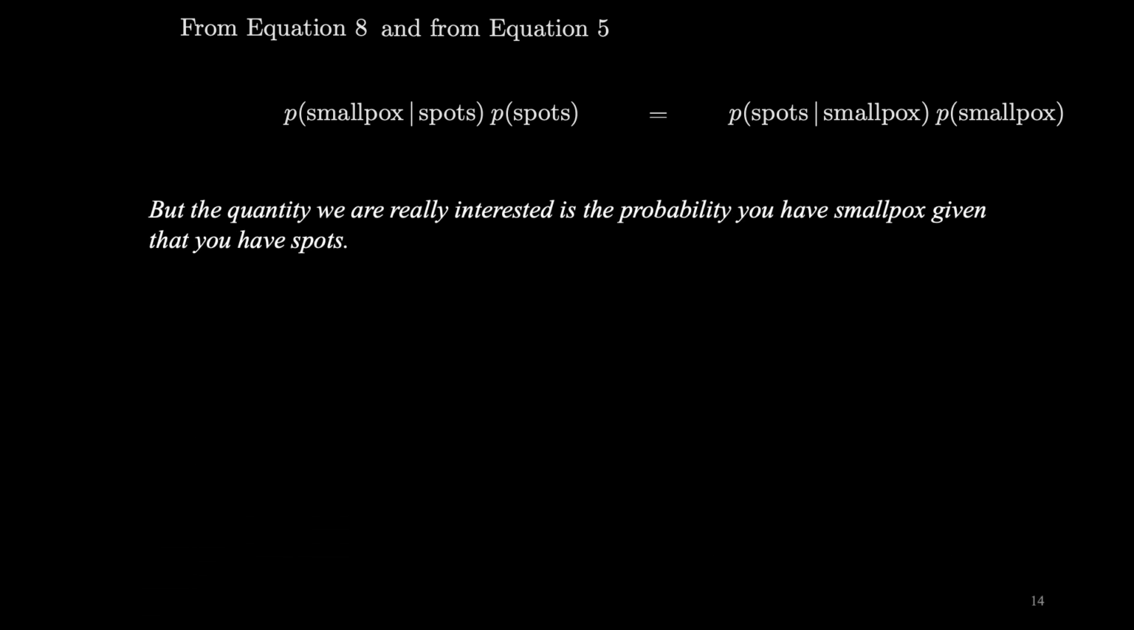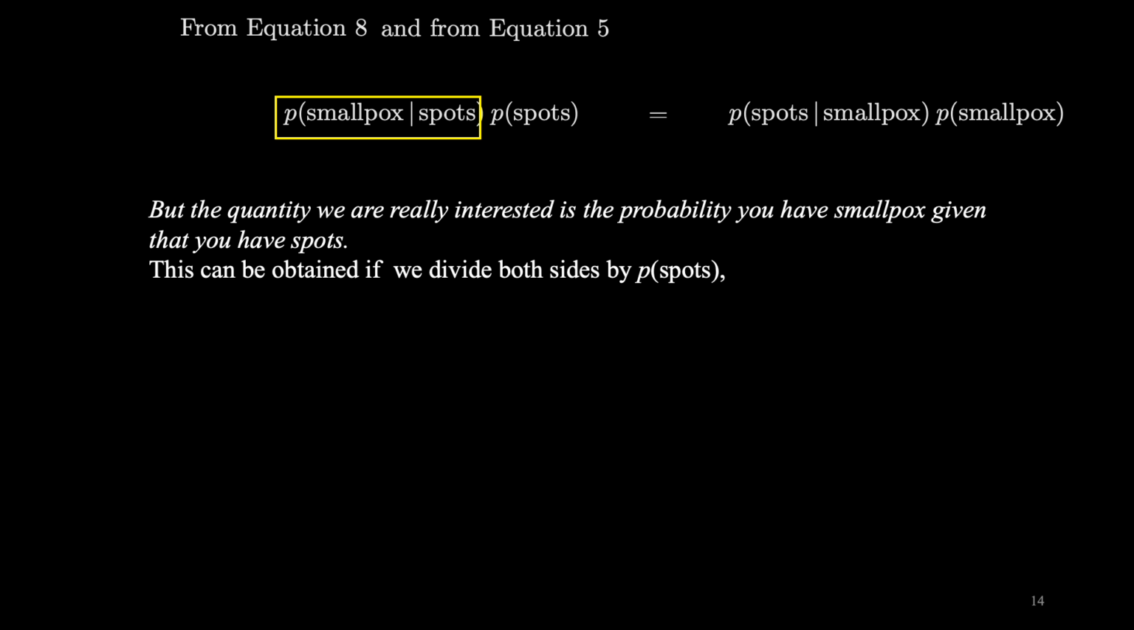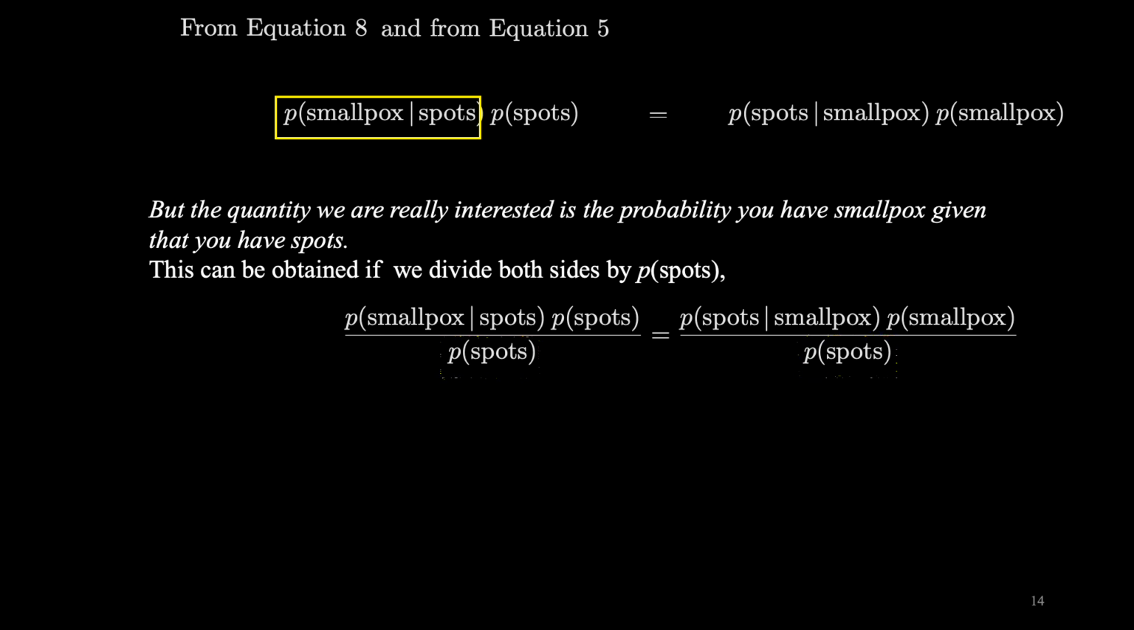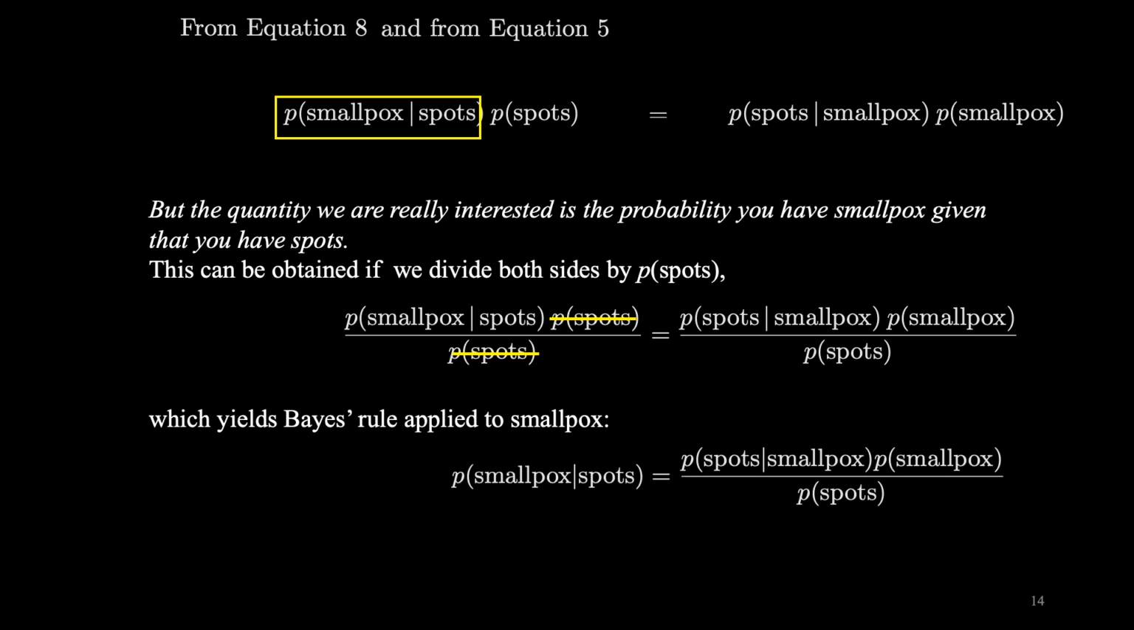But the quantity we are really interested in is the probability that you have smallpox given that you have spots. This can be obtained if we divide both sides by the probability that you have spots, where this cancels on the left-hand side, which yields Bayes' rule applied to smallpox. This says that the probability that you have smallpox, given that you have spots, is the conditional probability that you have spots, given that you have smallpox, multiplied by the probability that you have smallpox, all divided by the probability that you have spots.